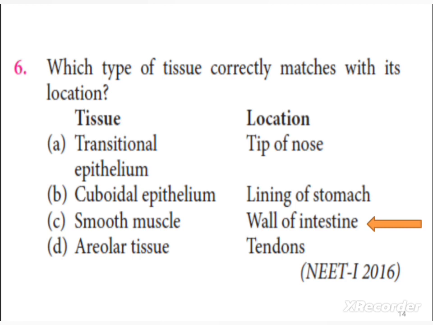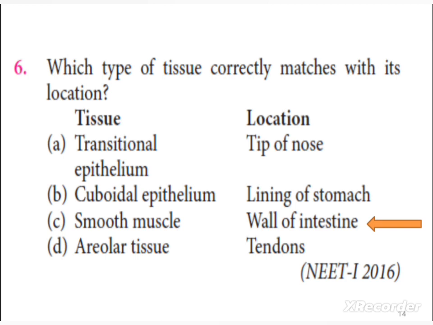Here let us see one by one. The tip of the nose has elastic cartilage. Simple columnar epithelium lines the stomach. Tendon is white fibrous connective tissue. The posterior part of the intestine has single-unit smooth muscles, in which all muscle fibers contract simultaneously as a single unit. So C is the correct answer.